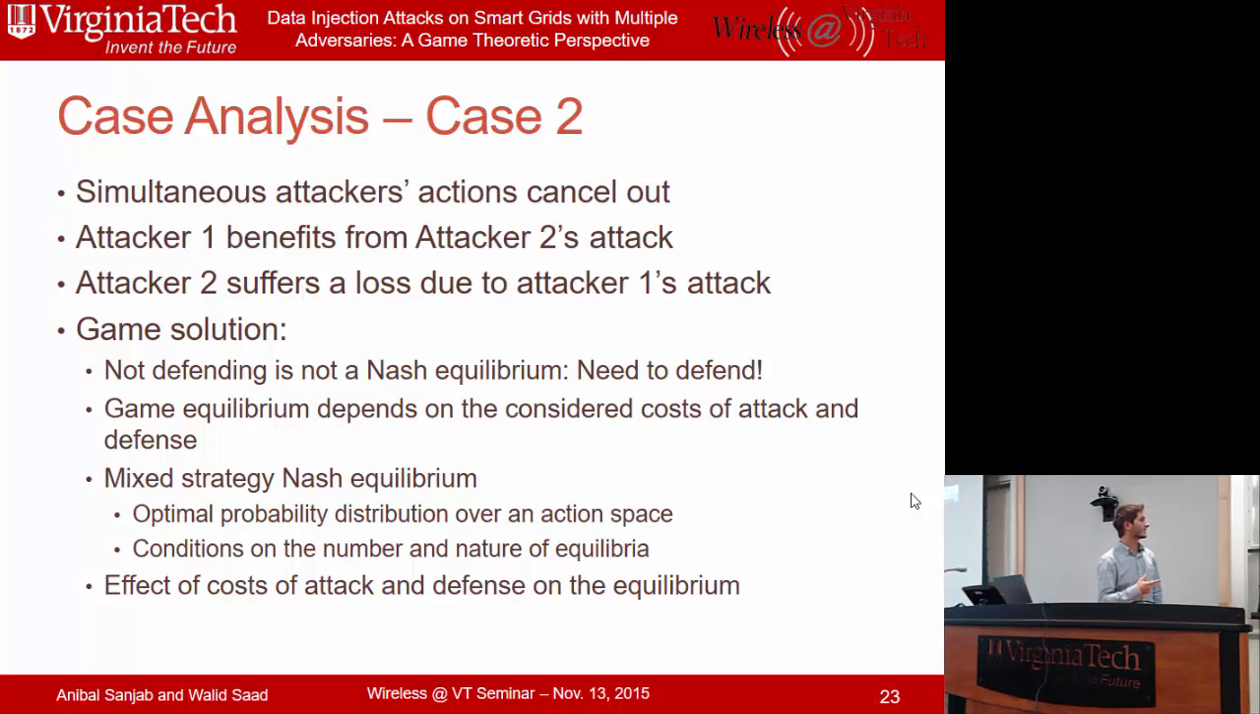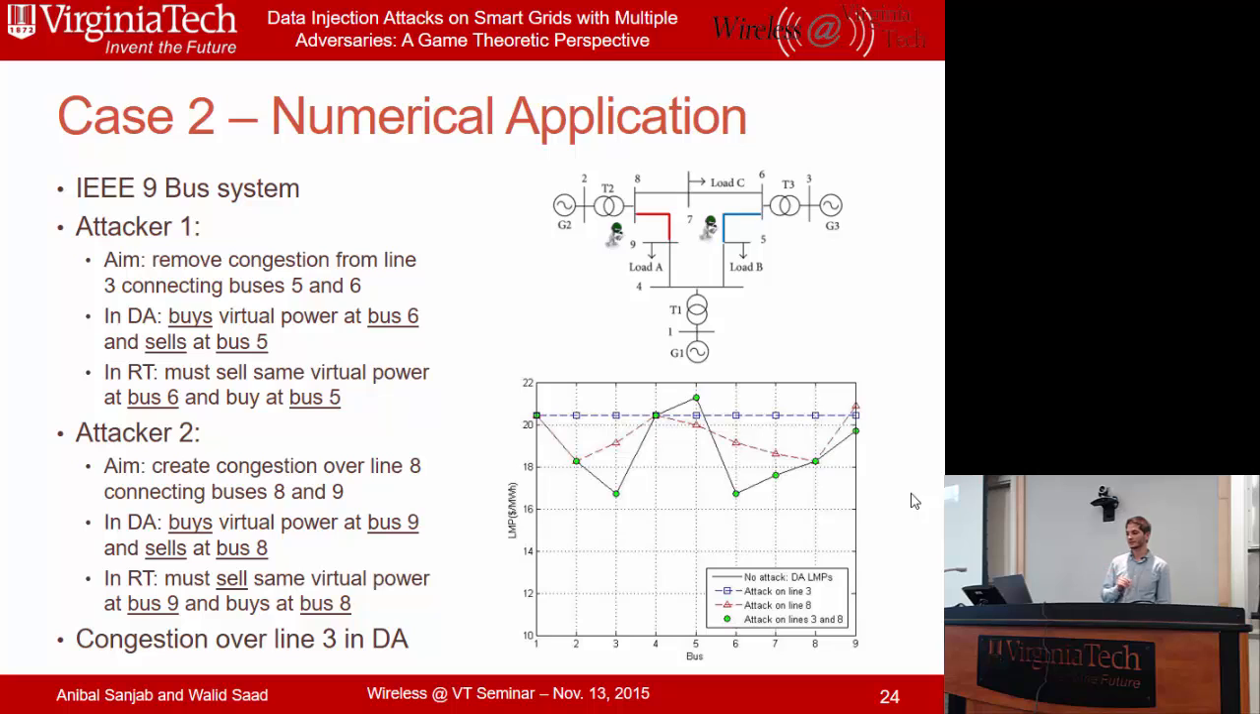And then we studied the effects of the cost of attack and defense on that equilibrium. Let's go through some numerical applications so we can see what really happens. We'll also treat the case of the IEEE 9-bus system. In that case, if we look at the lower right corner where the plot is, we can see that the LMPs in day ahead aren't equal at all the buses, which means that there is actually a congestion in day ahead. However, attacker 1 aims at removing that congestion over the line connecting buses 5 and 6.